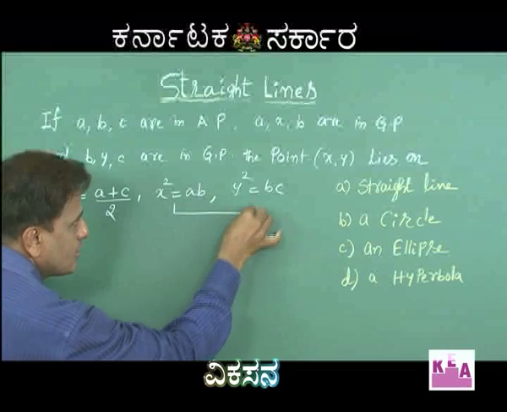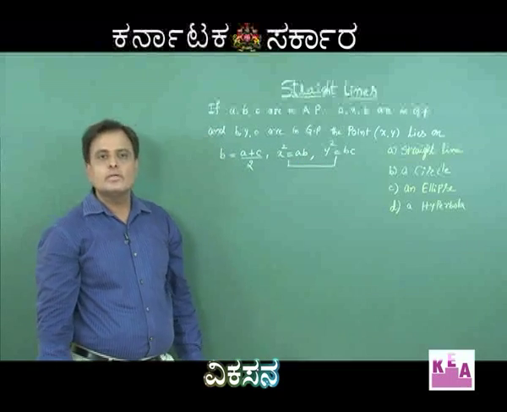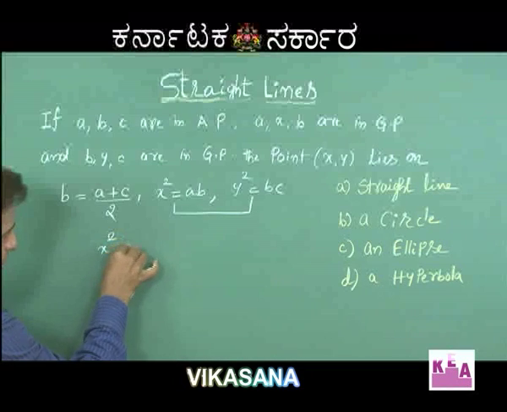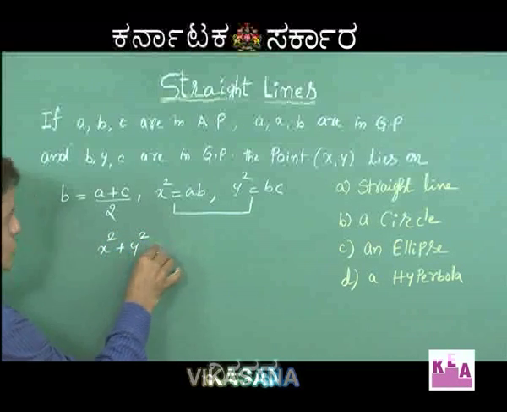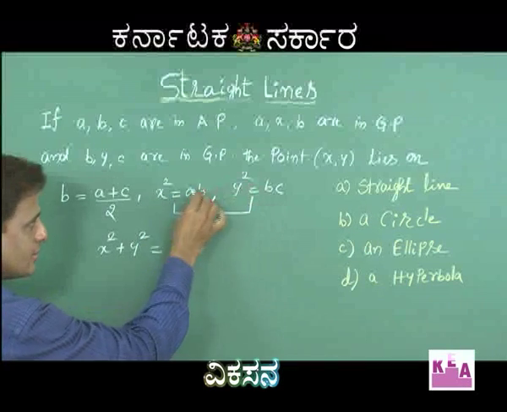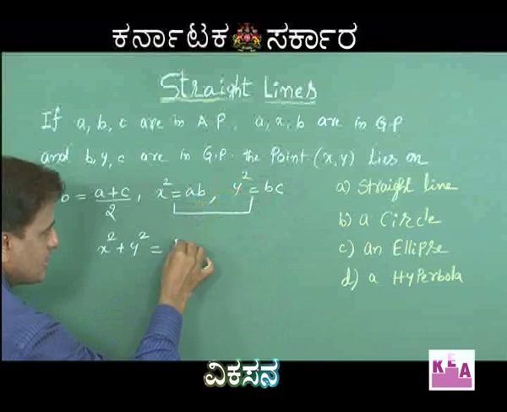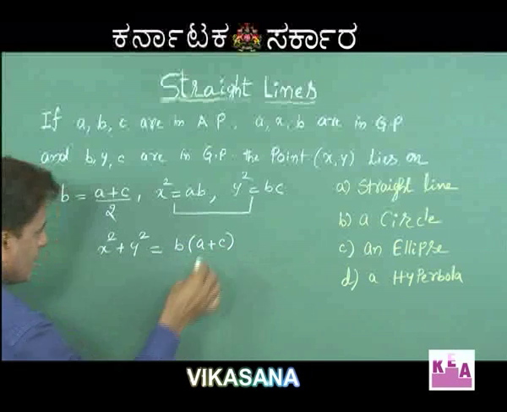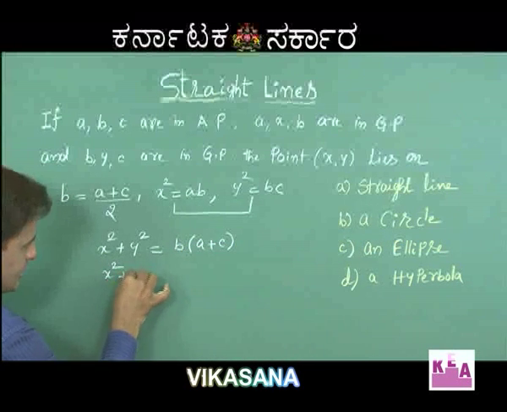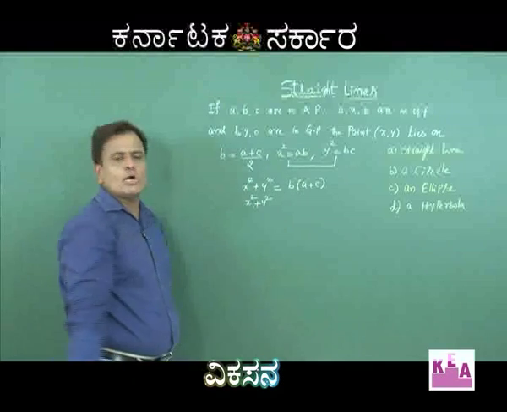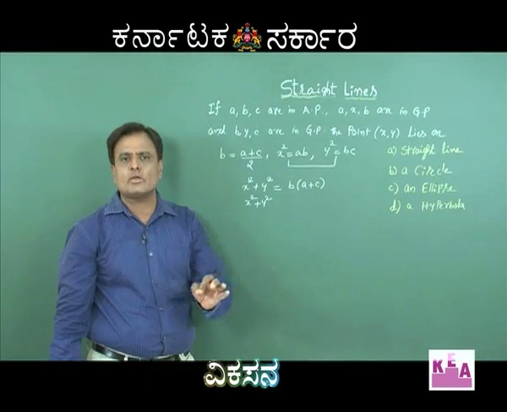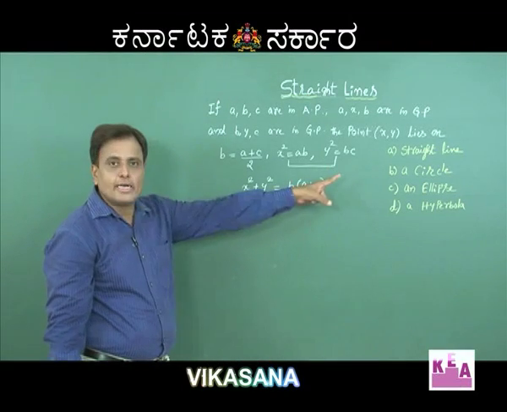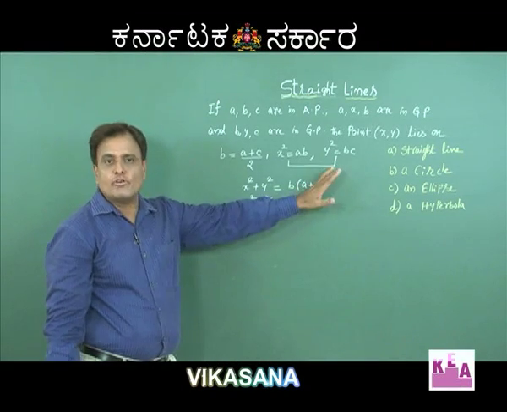Look at these two equations. If you add them, what will happen? X square plus Y square is equal to AB plus BC, and if I take B as common factor, B times (A plus C). X square plus Y square is confirmed. Wherever X square plus Y square comes, it must be a circle. The right option is B. There is no need to continue further.